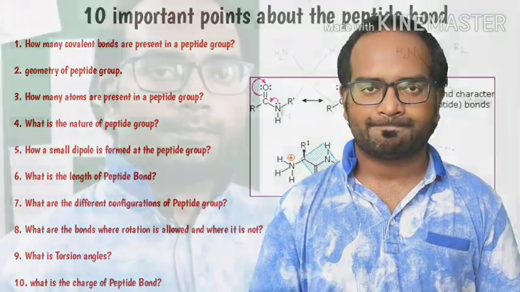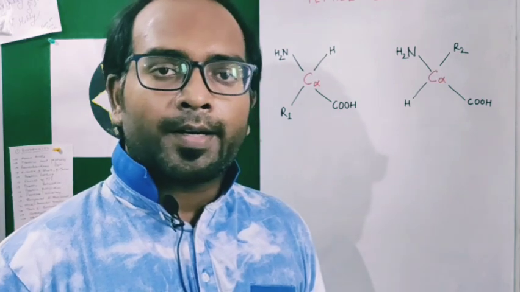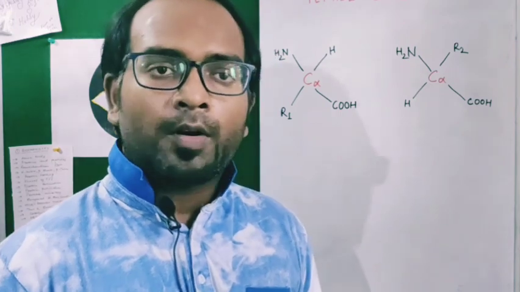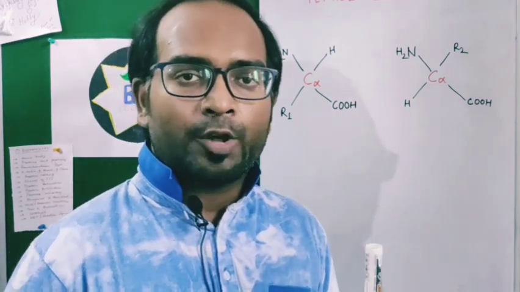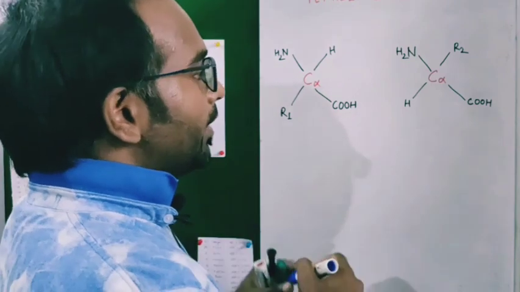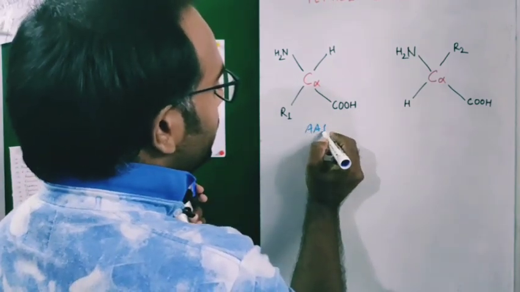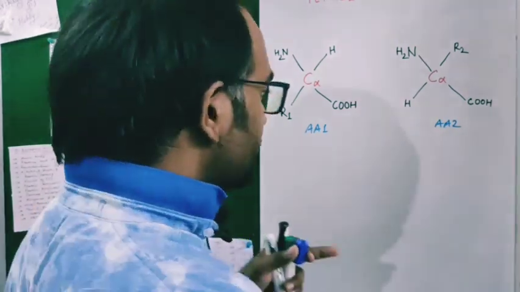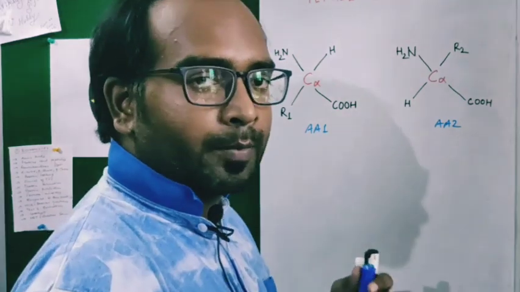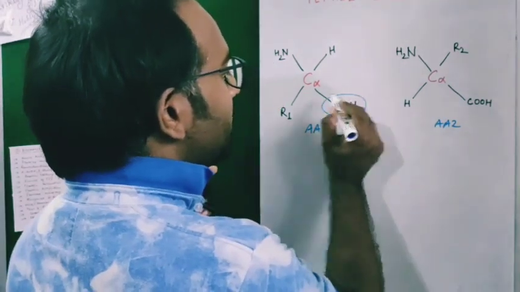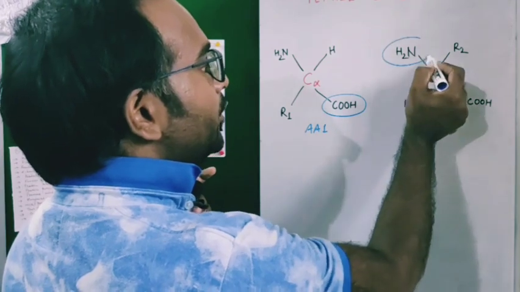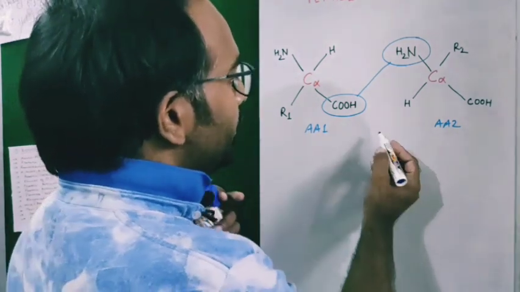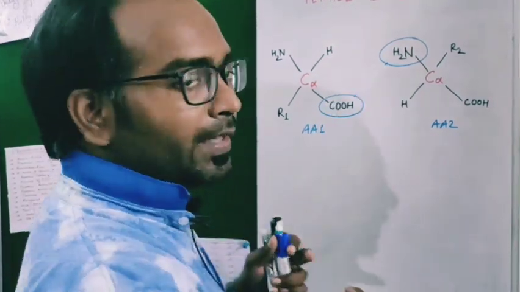So let's start. Before encountering those important 10 points, I would like to tell you the basic definition of the peptide bond. A peptide bond is a covalent bond through which two adjacent amino acids link together. Here you can see amino acid 1 and amino acid 2. I am going to draw the peptide bond. Whenever peptide bond formation takes place, the carbonyl group of the first amino acid and the amino group of the second amino acid get linked. We will see how they link to each other with the help of the peptide bond.